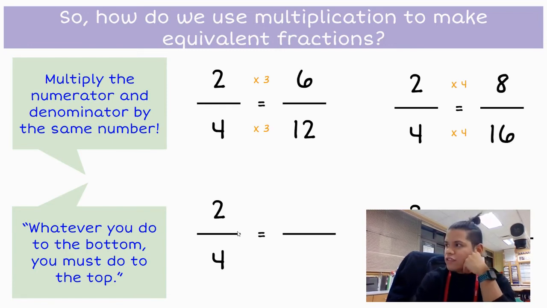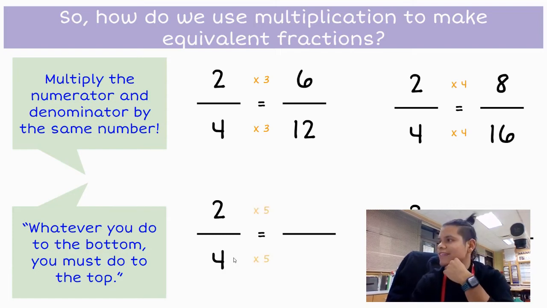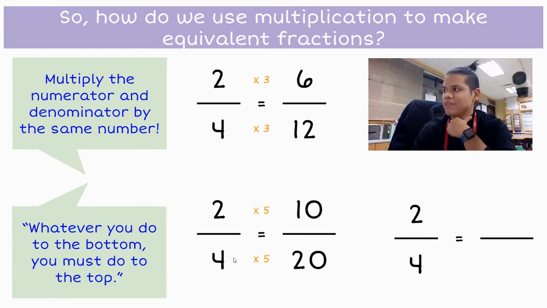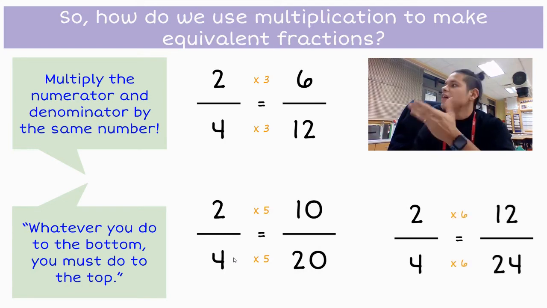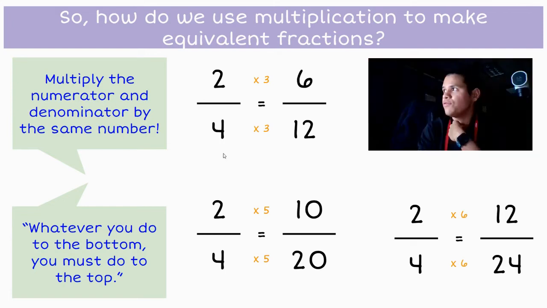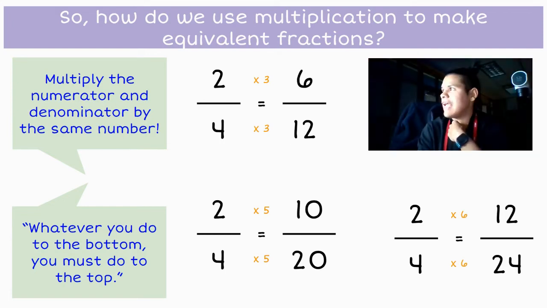I'm going to multiply 2/4 times 5. What equivalent fraction do you get? Maybe you already know. When you multiply it by 5, you get 10/20. I'm going to multiply times 6 now. What do you get? 2/4 times 6. Equivalent fraction is 12/24. All of the fractions you see on this slide, 2/4, 6/12, 8/16, 10/20, 12/24 are all equivalent.